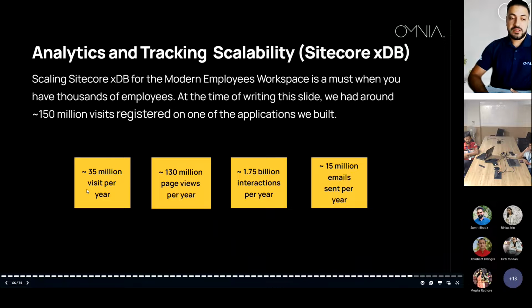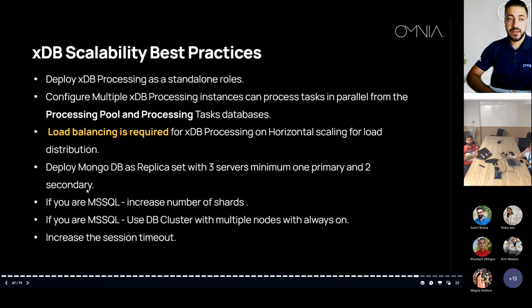For this intranet, we have every year around 30 million visits per year. We have 130 million page views per year. We have 1.7 billion interactions per year in MongoDB, and we have around 15 million emails sent per year. This is the statistics of one of the current digital workplaces that we have right now. And to be frank with you guys, we learned a lot how to maintain this data and how to keep Sitecore fast, running fine, and satisfy our business users with all the analytics reports that they need and extract from Sitecore.